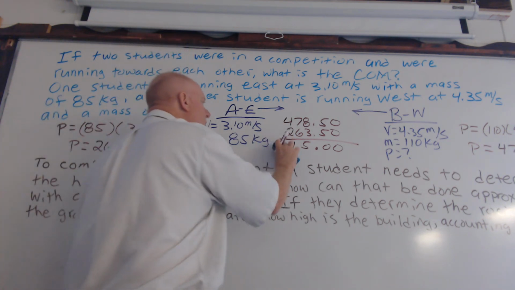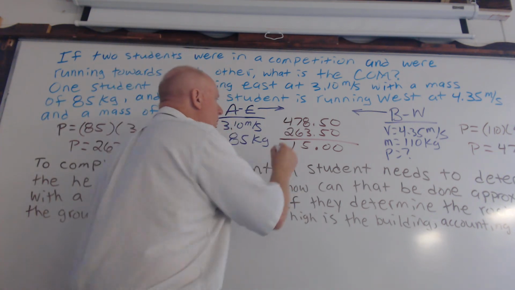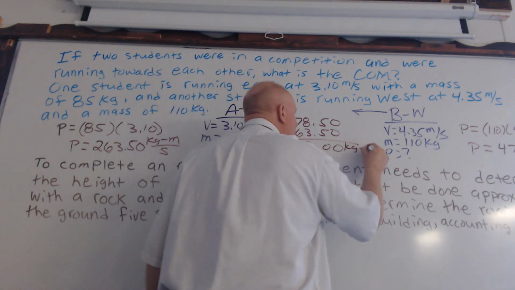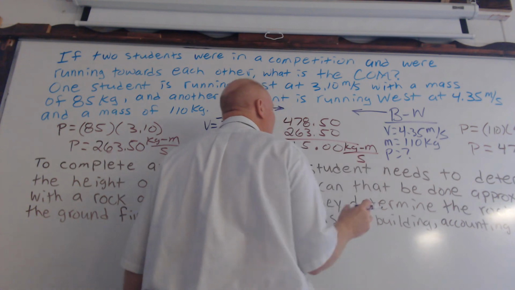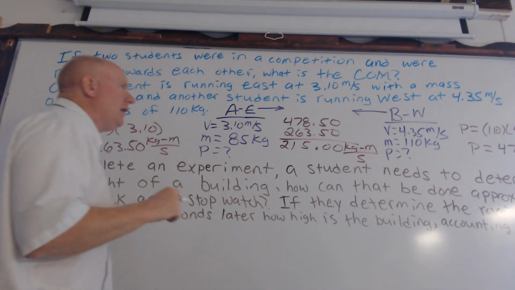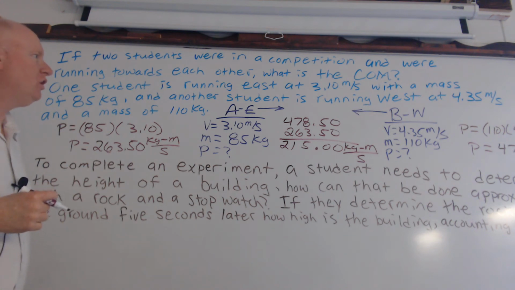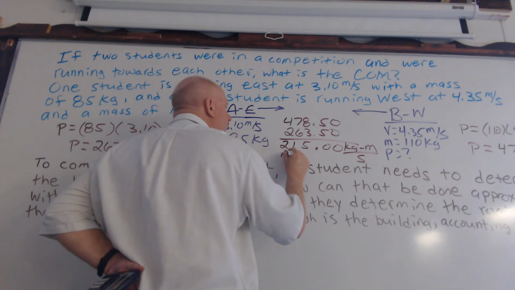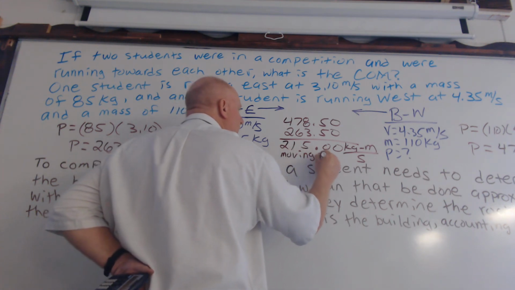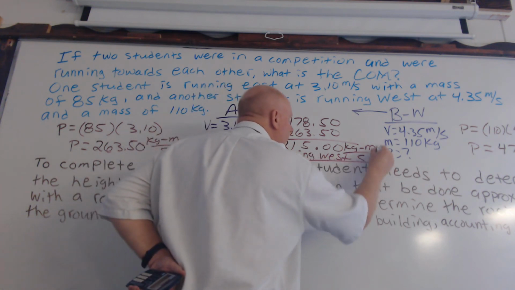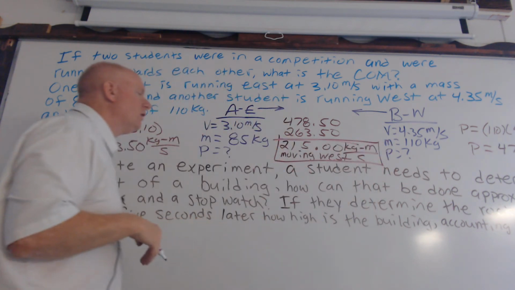2 from 4 gives us 2, not 1. So 215 kilograms meter per second. So which way is that moving? It's moving to the west, okay? So we have this much moving west. That's fine. We want to be able to account for what's left over.